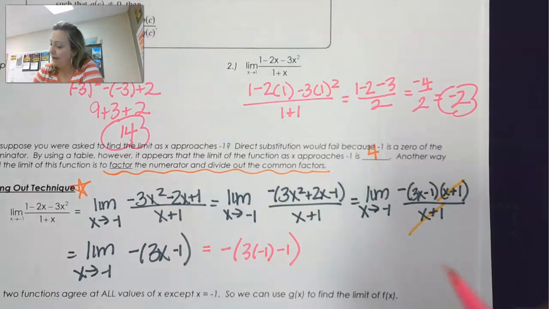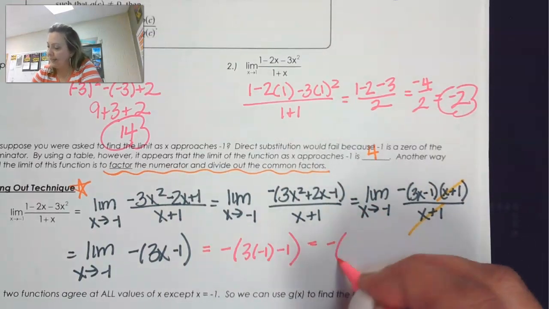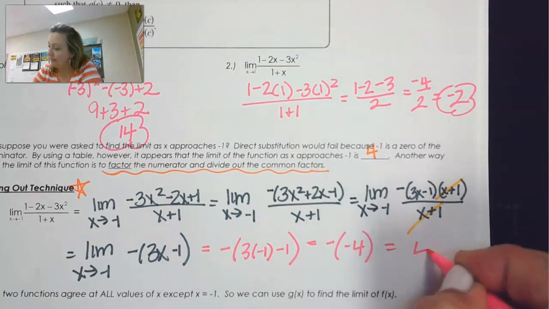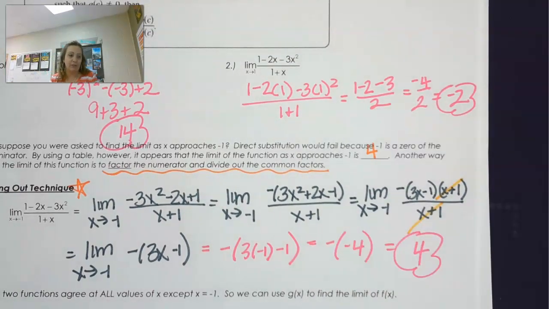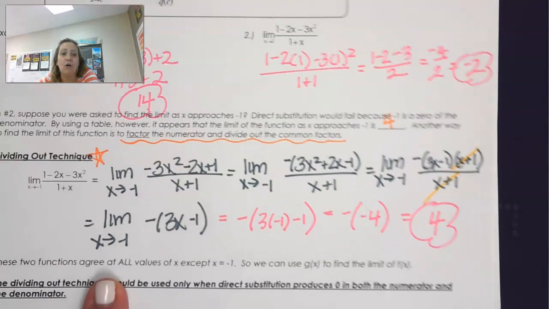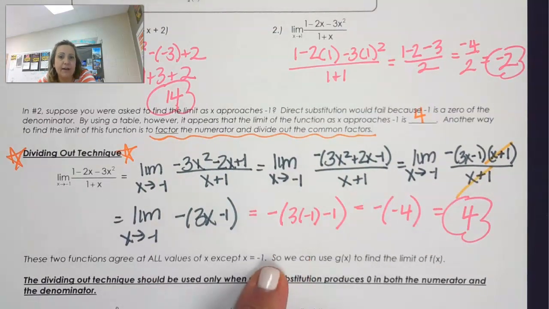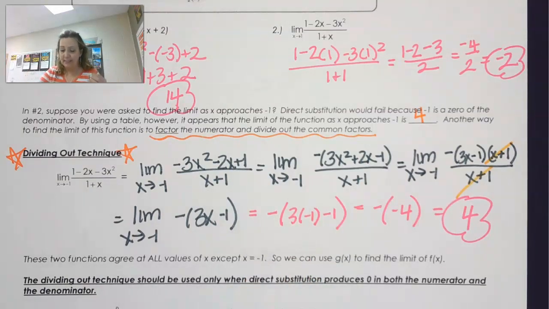In that case, we get -3 minus 1, which is -4. And so that gives us that limit of 4 without having to use the graphing calculator. Notice that these two functions agree at all values of x, except for when the denominator is 0, for that value of x equals -1. So that means that we can use this simplified function to help us out.